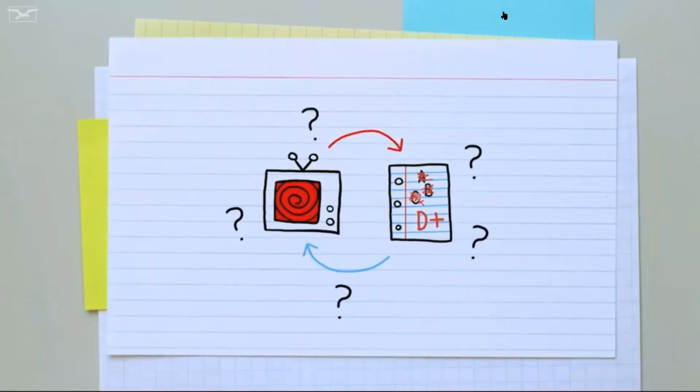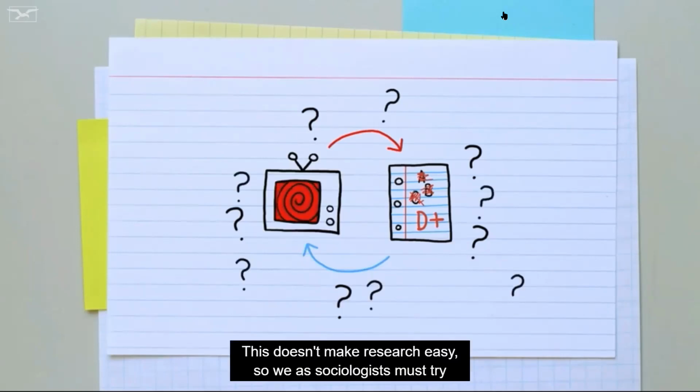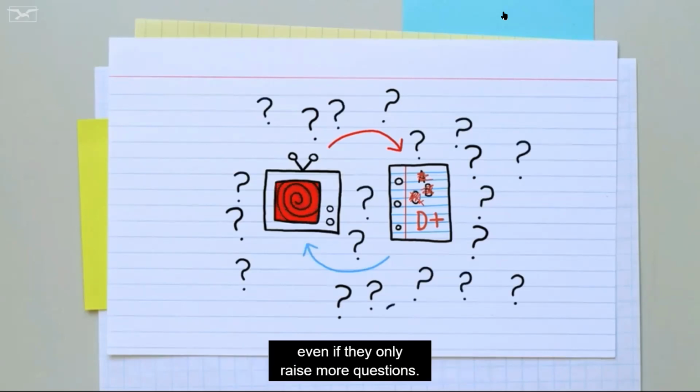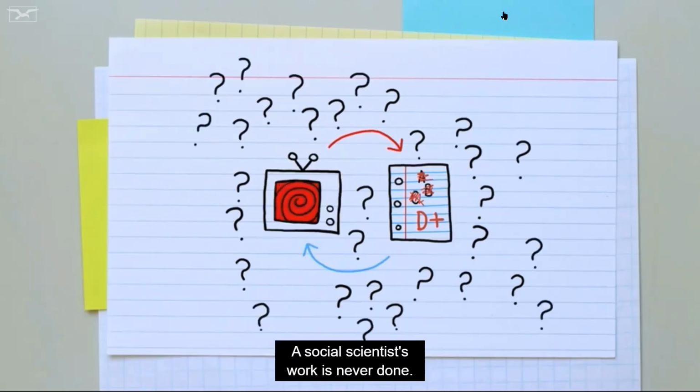And so on. As you can see, the process is never finished. This doesn't make research easy, so we as sociologists must try to inch our way slowly toward finding the answers, even if they only raise more questions. A social scientist's work is never done.